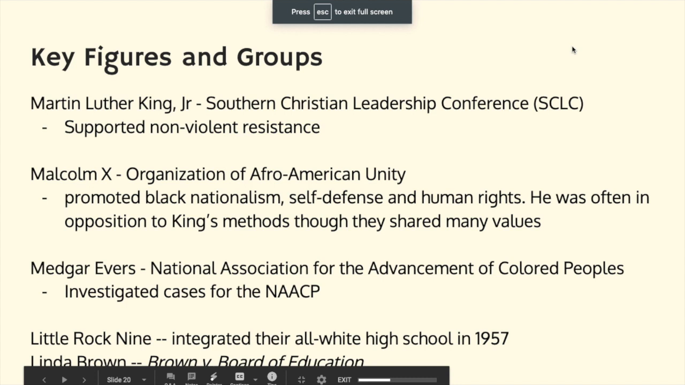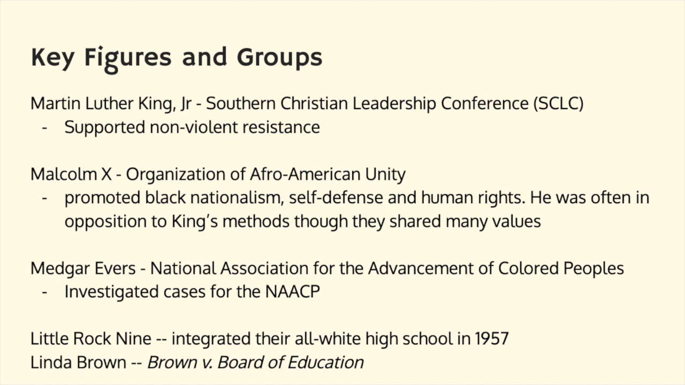His sort of counterpart is Malcolm X, who was a member of a group called the Organization of Afro-American Unity, and he promoted Black nationalism, the idea that there ought to be a nation for Black people, Afro-Americans, or the idea that self-defense and human rights are something that should be inherent in the system. He was often in opposition with Martin Luther King, and we're going to look a little bit more at that. They shared many values, but their methods were rather different.